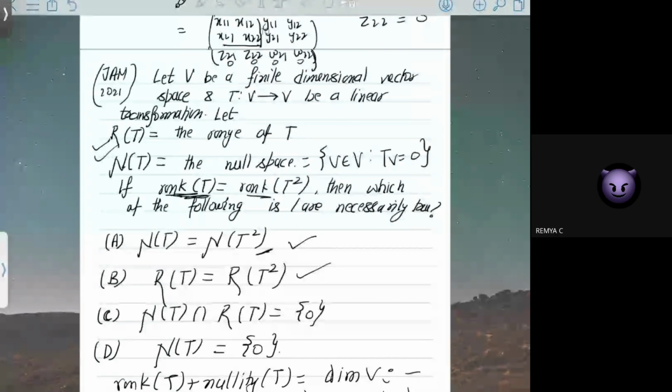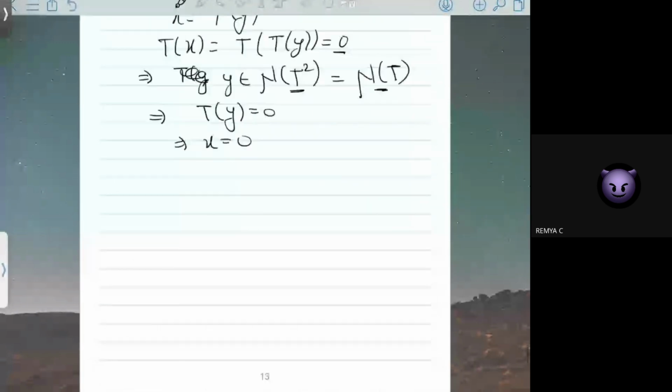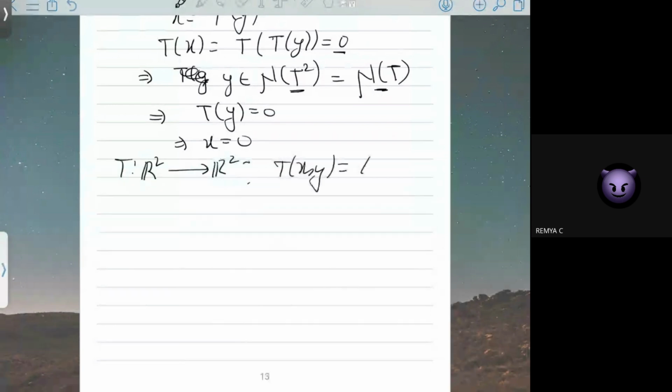Ma'am, is it okay to provide a counterexample from R2 to R2? Right, you can. For example, T from R2 to R2, where T is given by T of x, y is equal to x, 0. In this case, we can say rank of T is equal to rank of T square, because T square is in fact equal to T here. So yes, rank of T is equal to rank of T square.